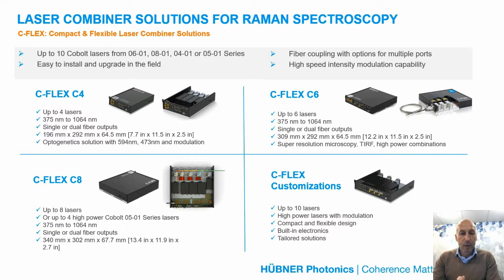At HÜBNER Photonics, we offer a range of different laser combiner solutions on the C-Flex platform, which can combine from 4 of the different Cobolt lasers up to as much as 10 of the different Cobolt lasers, which can be picked from various product platforms across the 08, 04, and 05 series. And here the beams are aligned into one overlapping beam that can be efficiently coupled into single mode polarization maintaining fibers with 1 or 2 ports.